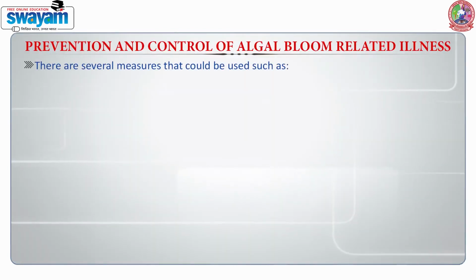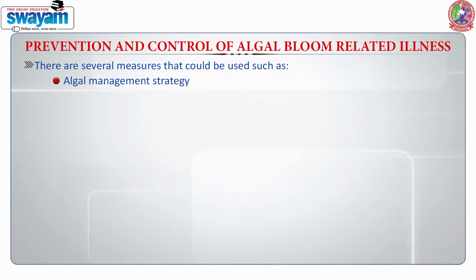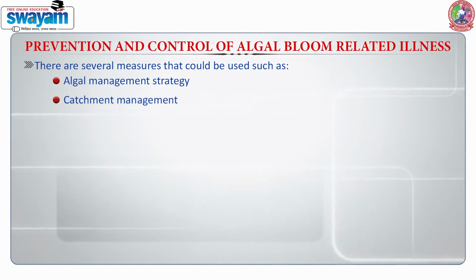It is essential to know what the preventive steps are and how we can control algal bloom related illness. There are several measures that could be used successfully to control the algal bloom. Algal management strategy and catchment management strategy are two steps.